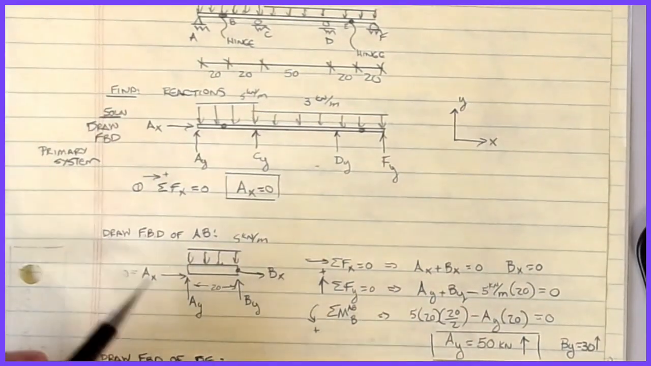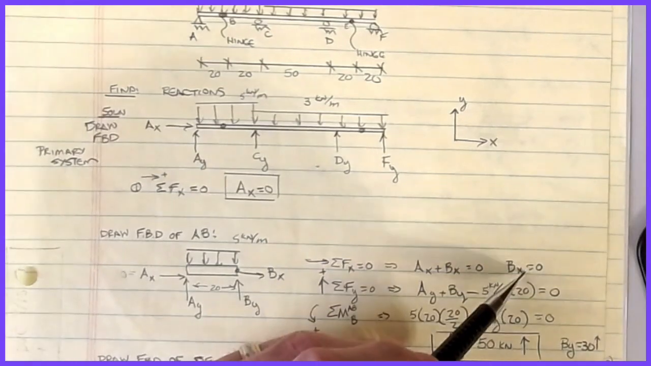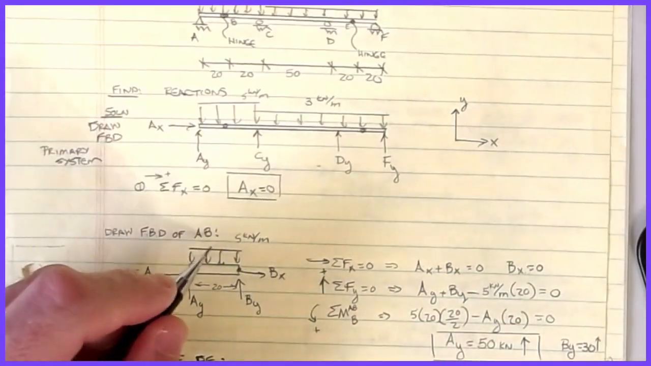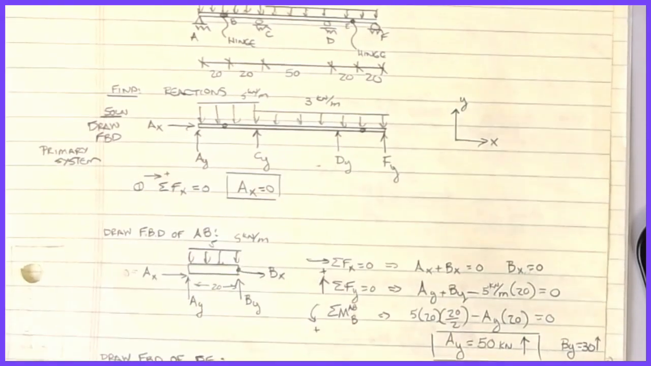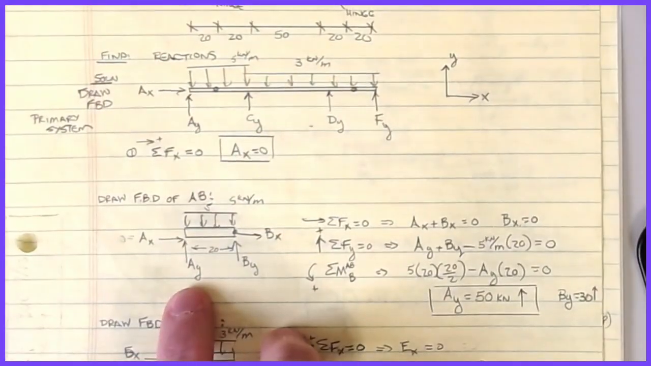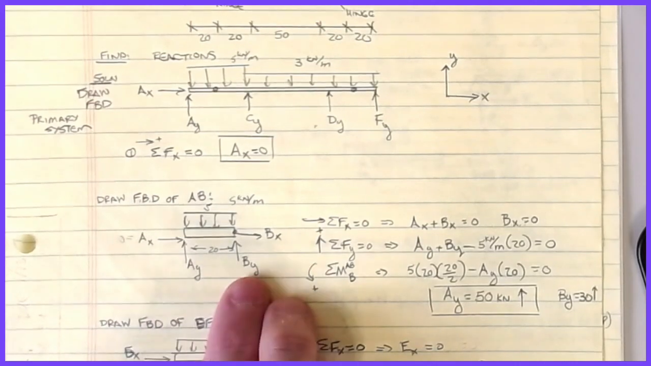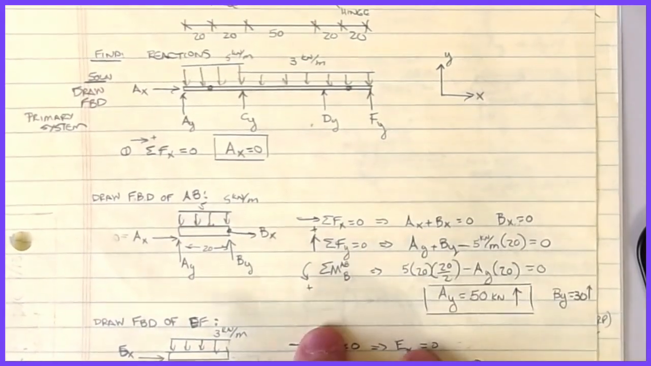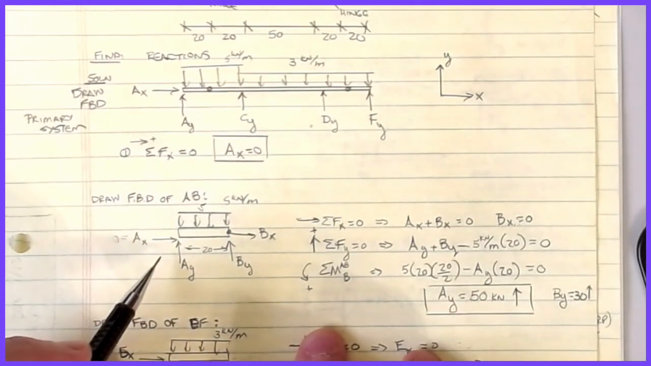All right, so that goes away, and if AX is 0, then that tells me that BX is 0 when I do AX plus BX. Okay, we have our 5 kilonewton meter force happening there, and so now I can do my equations in the Y direction just like we did on the last example, AY plus BY minus 5 times 20, so that's that equation. And then to find either BY or AY, we can sum moments.